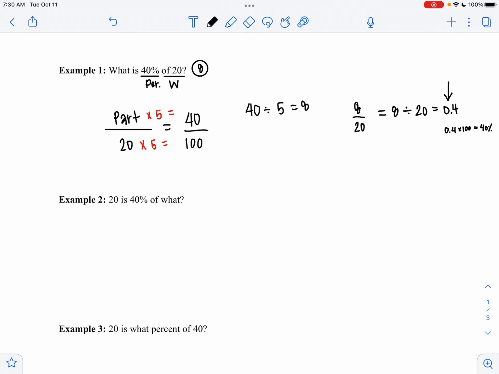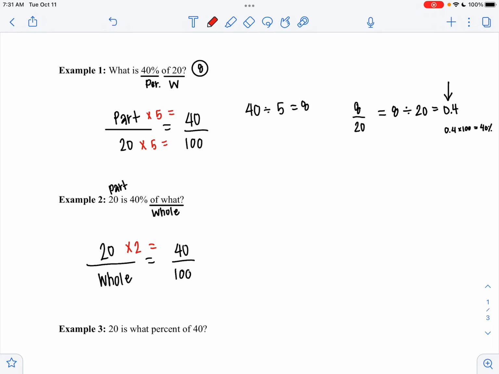Example 2. 20 is 40% of what? The fact that this says of what tells me right away that we're going to be looking for the whole in this problem, because we're looking for 40% of something, a missing number. My part is 20, and I know 40 is my percent. So I can set it up like 20 over my missing whole is equal to 40 over 100. And I simply have an equivalent fraction.